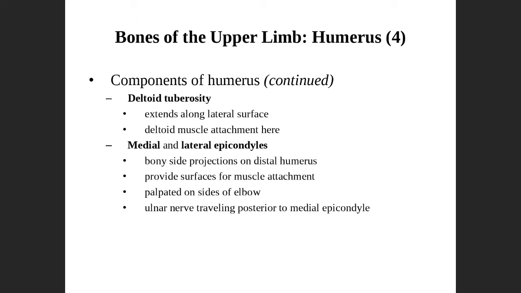Then about 1/3 of the way down on the diaphysis, we have the deltoid tuberosity. That's where your deltoid muscle attaches. That's going to be your shoulder muscle right here.